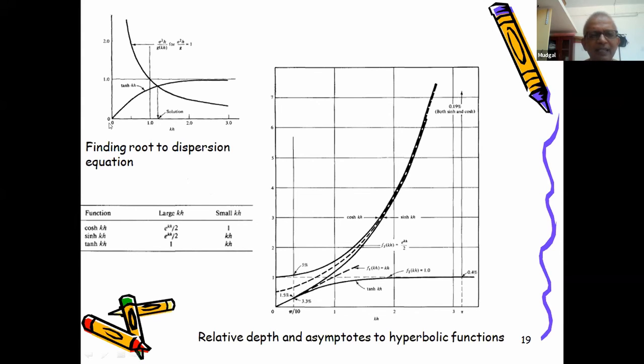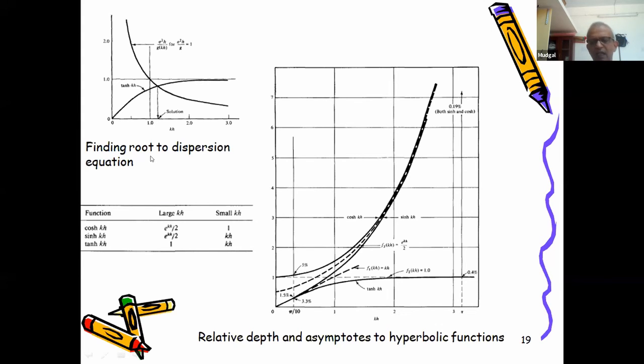So you'll see that the tanh kh becomes asymptotically equal to 1 for large values of kh. And where these two curves intersect is the solution. Okay, so this is one way of looking at it. If you have a graphical plotter, you could plot this and then get the answer. So this is one way to find the root of the dispersion equation.